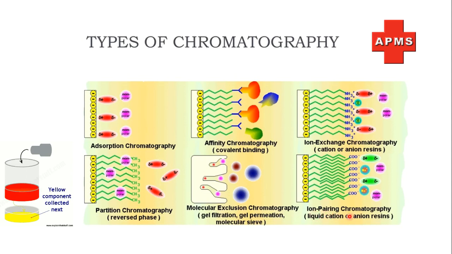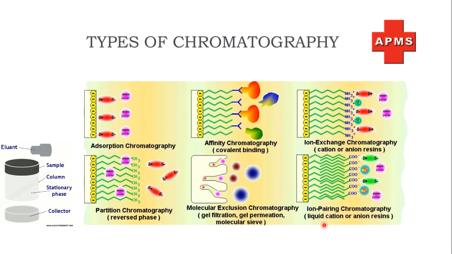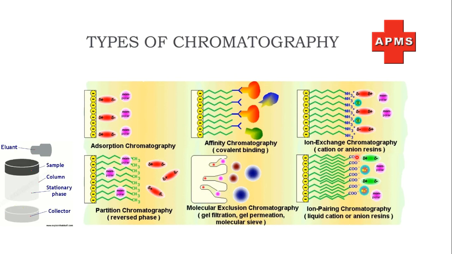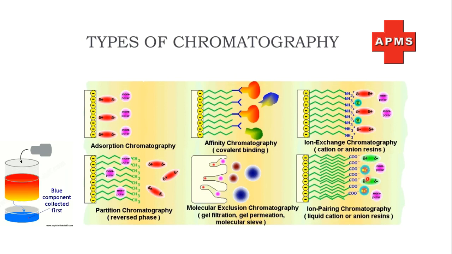Now the last one is ion pairing chromatography, liquid cation or anion resins. Again the same thing. Here resins are used which could be cationic or anionic. Here an anionic resin is shown. Here a carboxylic acid group containing resin is shown. Here this COO minus is a carboxylate ion which is attached to, or has a covalent bond with, this resin. This is an anionic resin which shows interaction with these cations of the mobile phase.